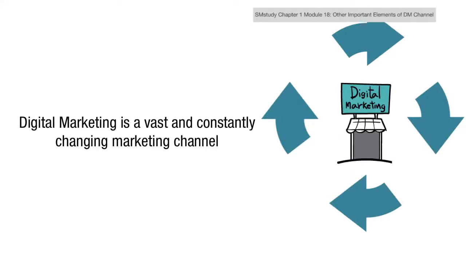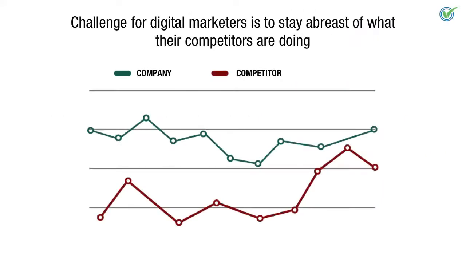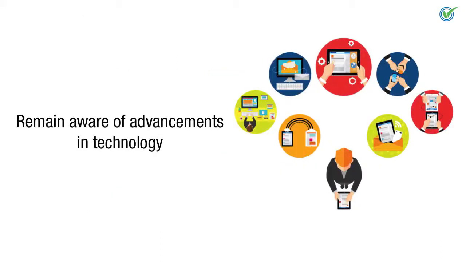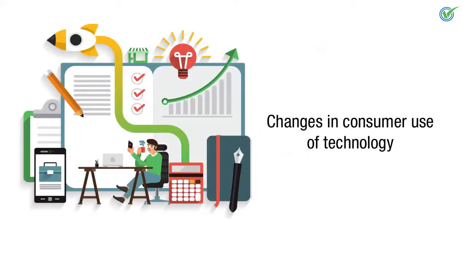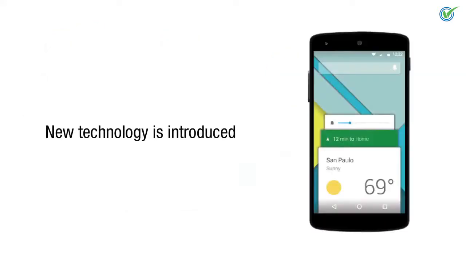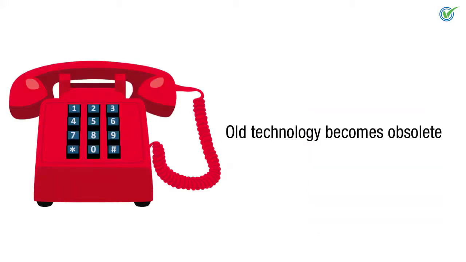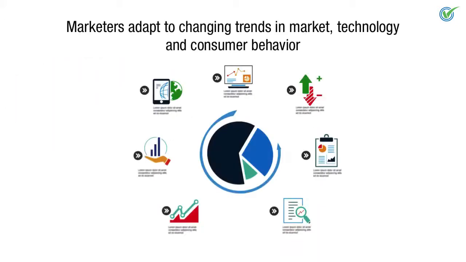Digital marketing is a vast and constantly changing marketing channel. The challenge for most digital marketers is to not only stay abreast of what their competitors are doing in the market, but to also remain aware of advancements in technology and of changes in consumer use of technology. As new technology is introduced and old technology becomes obsolete, marketers must adapt to changing trends in consumer behavior.